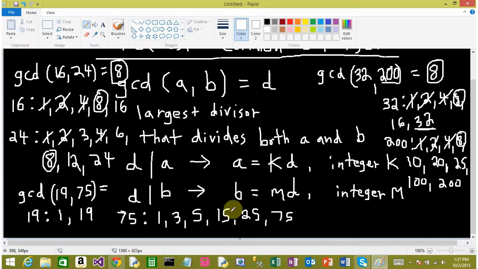As we did earlier, you could just stop, because you see that 1 and 19 are the only two divisors here, and for 75 we have 1 and 75. 1 is the only divisor that they have in common. And so the greatest common divisor of 19 and 75 equals 1.